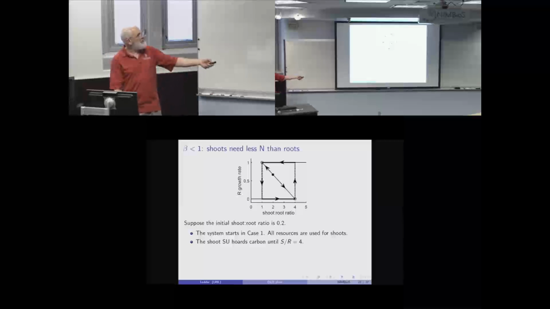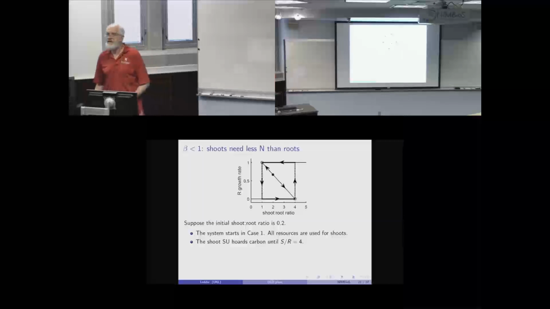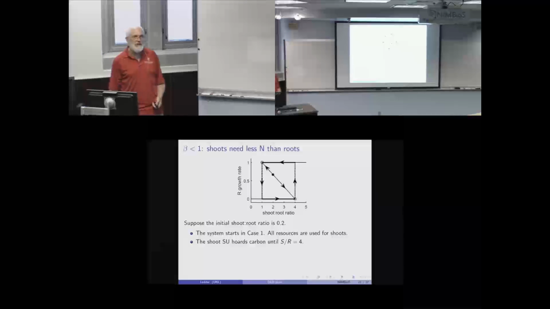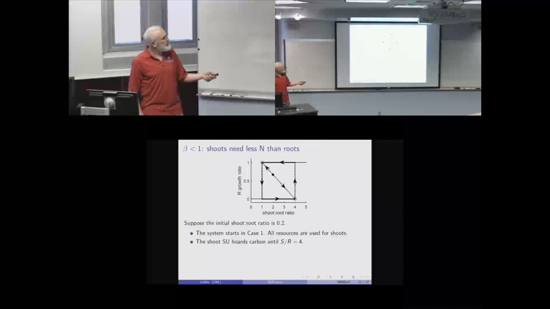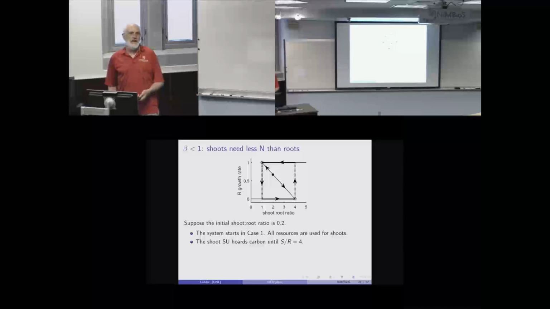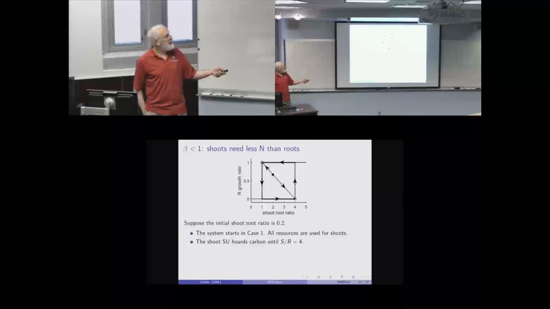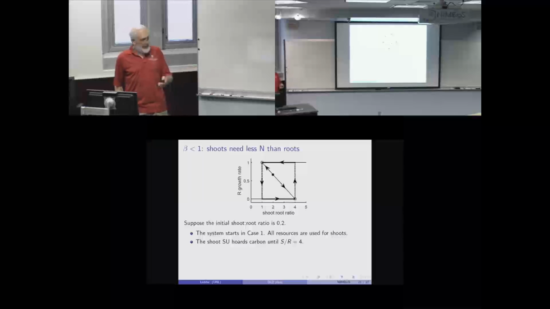And once you get to this point where there are multiple solutions, there's no reason why the system should switch to a different solution. The shoot SU is using all the carbon it can use. Why should it stop? According to the local allocation system, if it can use all the carbon, it will. And so we'll continue along this horizontal line until we can no longer use all of the carbon that we're producing, and that will happen at a much higher shoot-root ratio. So we'll go along here, and once we get there, then there's a problem.